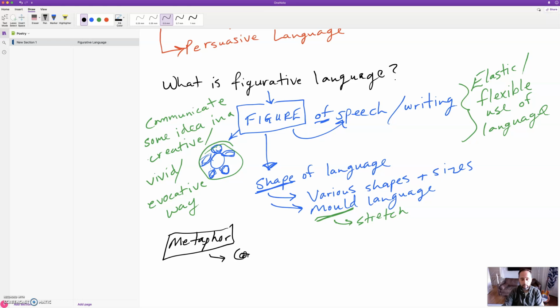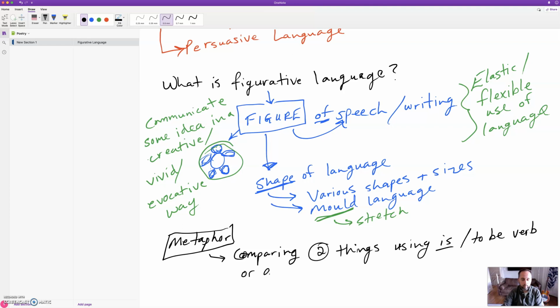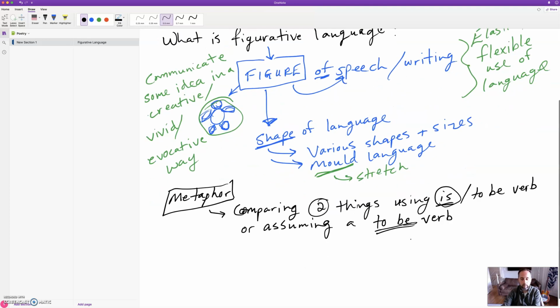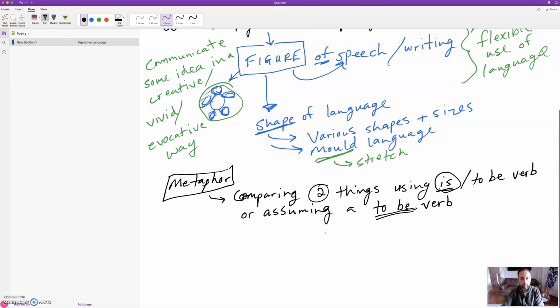is comparing two things using is or a to be verb or assuming a to be verb like is. So sometimes they don't actually say the word is directly, but you know that the way the sentence is structured, there's two things that are being compared in that way.